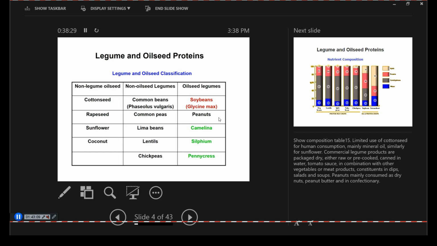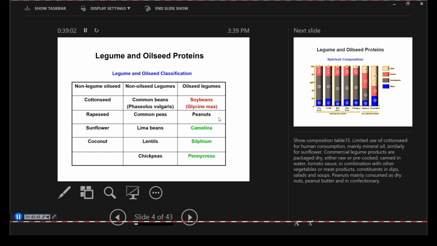So these are the different classes of legumes, oilseeds, and legume/oilseeds. Camelina and pennycress are not legumes. Why do I have them here? I don't think Silphium is either, is it? Not Silphium either. Okay, ignore this. This should be over here. It just hit me. I don't know why.